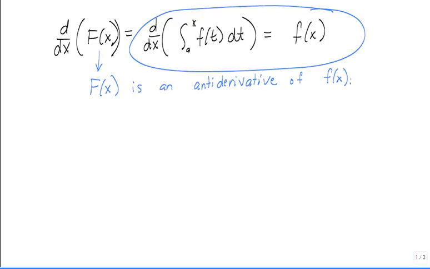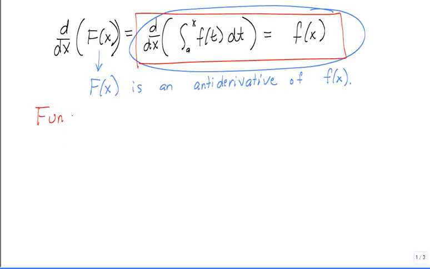So that statement, this statement right here, is the fundamental theorem of calculus. It relates a derivative and an integral. And it's the first one. There's really two of them.